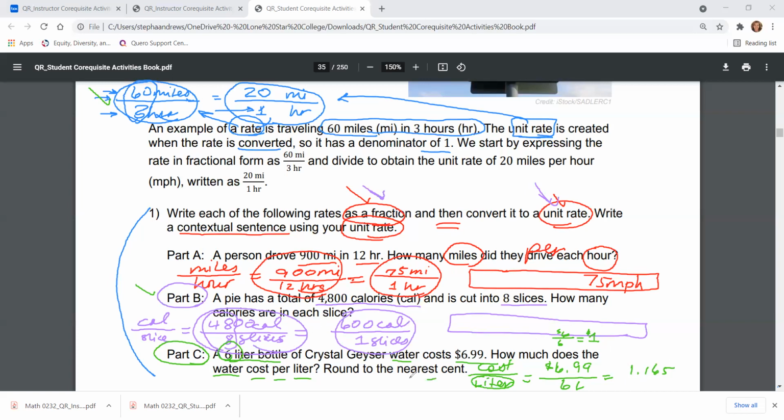But I go back and read the directions, and it says to the nearest cent. So I have $1, and the 6 needs to look at the 5. The 5 says, yep, you're going to go up. So it's going to be $1.17. And we're supposed to write another contextual sentence. Again, you can make it as elaborate or as little, change it up or not. But the fact is, a sentence could be the water cost $1.17 per liter.